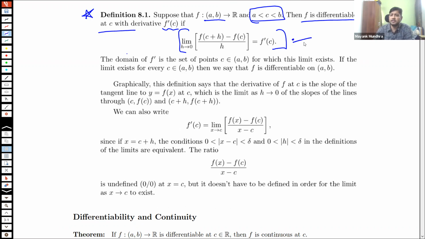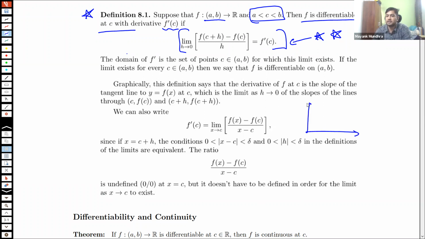Now this definition is very, very important. You need to remember it. You'll see multiple past year questions which are based on this definition. Even this year ISI has asked one question based on this definition. Another way to write this would be f prime c is the limit as x tends to c of f of x minus f of c upon x minus c.